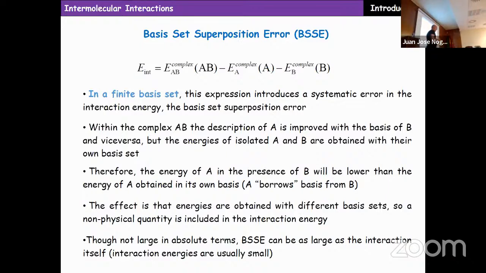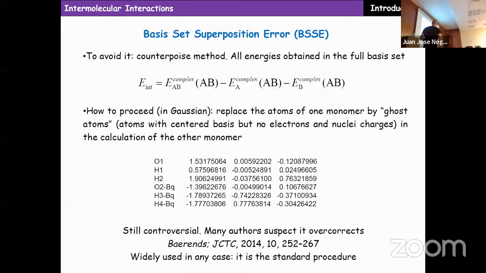So another solution, not as good as the extrapolation to infinite basis set, is the counterpoise. In the counterpoise method, what we do is to calculate the energies of the fragments A and B using, as represented in parentheses, the basis set of the complex. So I include the basis set of the other fragment in the calculation of fragment A, and vice versa.